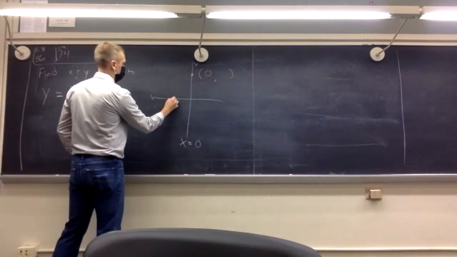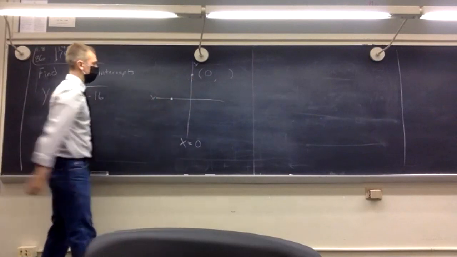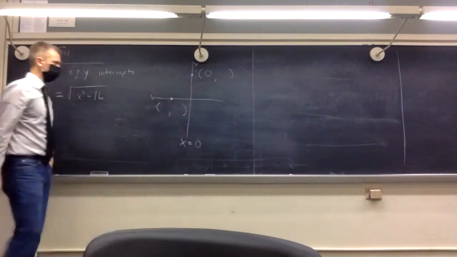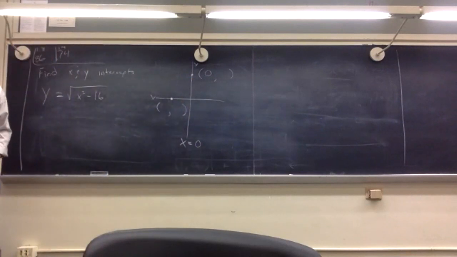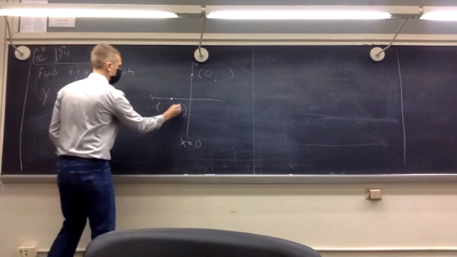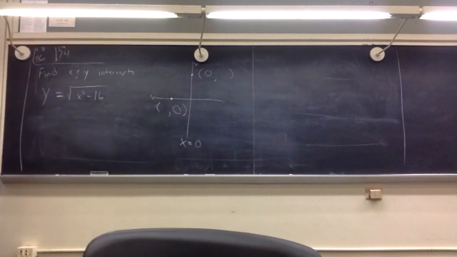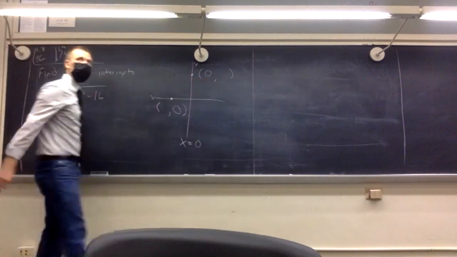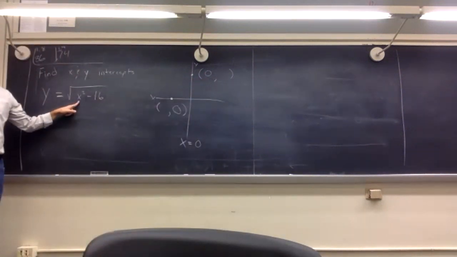Let's say that this is the x-intercept. What is its pattern for its coordinates? Y is always zero. Perfect. Just from the definition of these things, we know how to solve this. To find the y-intercept, what do we do? You plug in zero for x.